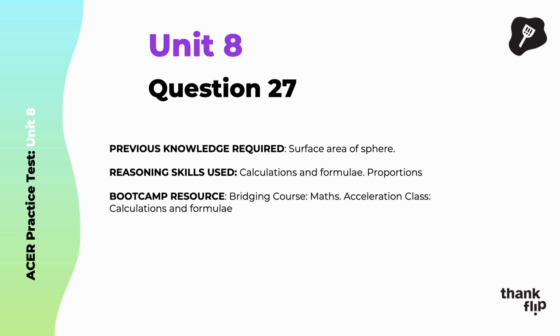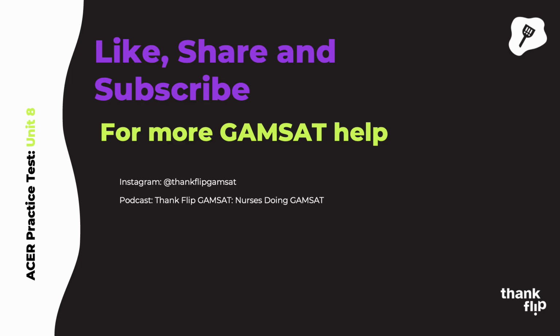So this question was all about proportions. And so the reasoning skills used here are the calculations and formulae and also proportions. Previous knowledge was the one from the previous question, which was the surface area of a sphere. And the bootcamp resources that can help with this are the Maths Bridging course and the acceleration class on calculations and formulae. And that brings us to the end of this unit.